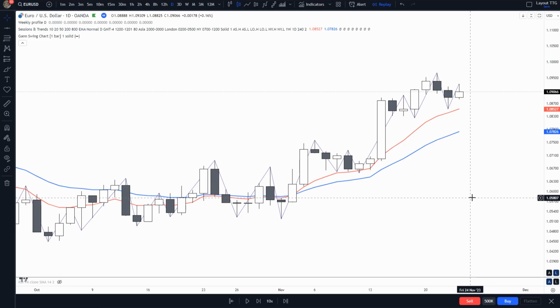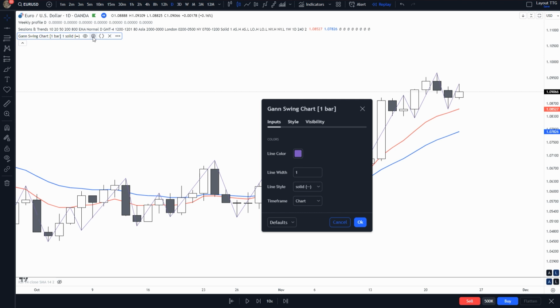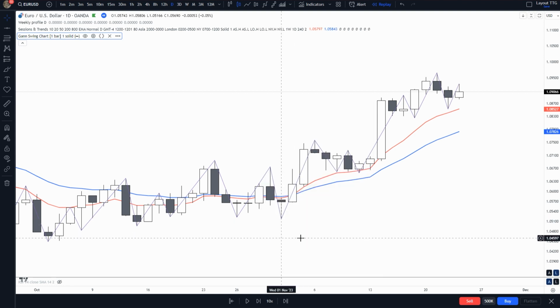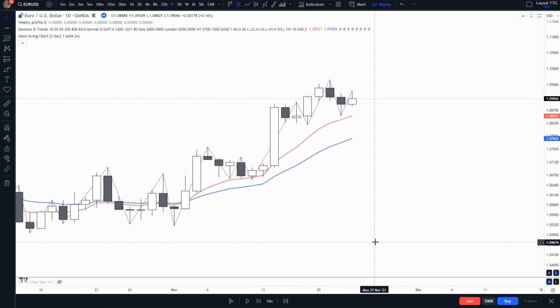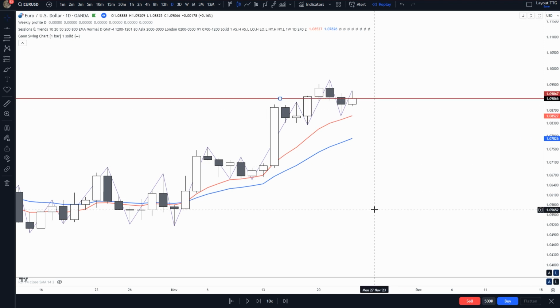Alright, and here is a daily chart, Euro USD, and I added all the indicators. And the first thing I do is to draw the support and resistance levels using the Gann Swing Chart. You see this kind of purple line, and I draw them around the current price. You can do this, for example, in the evening when the day ends. This is Tuesday, 23rd of November, and you draw the lines for the next day. This is the current price. I mark this with a red line.